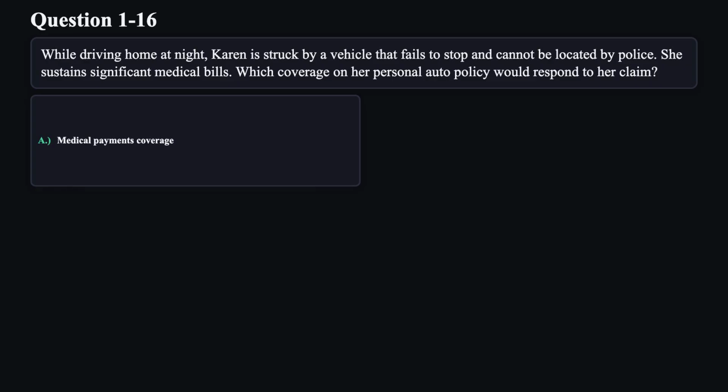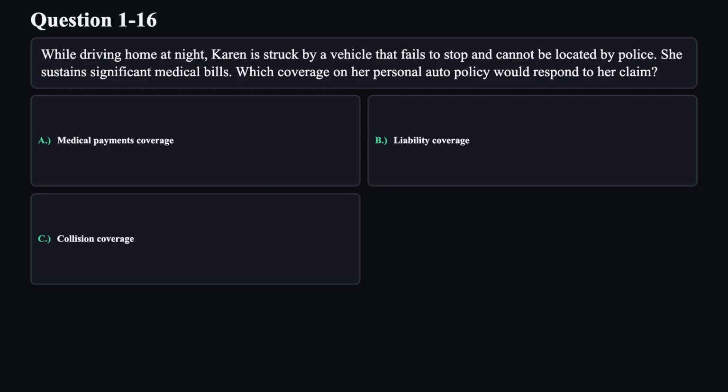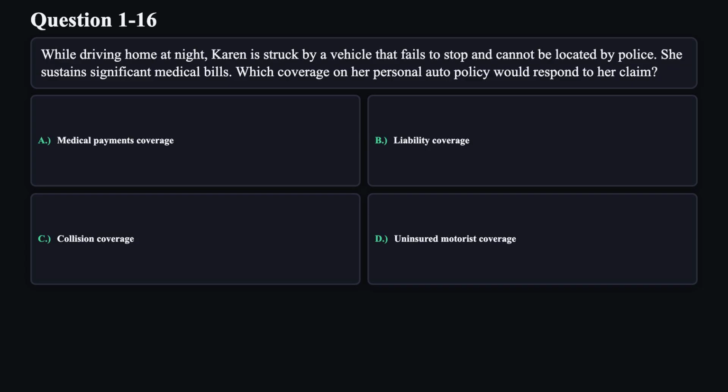A. Medical payments coverage. B. Liability coverage. C. Collision coverage. D. Uninsured motorist coverage.